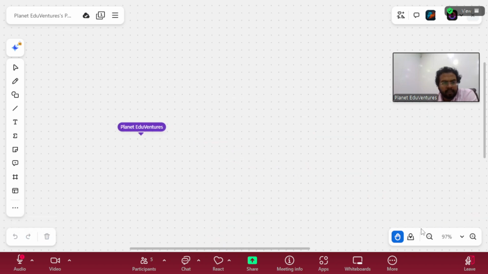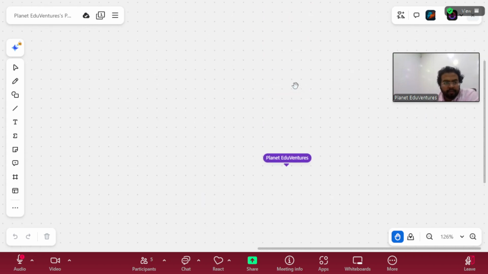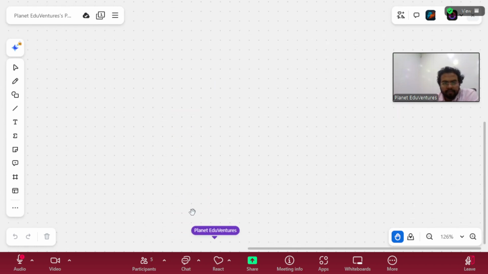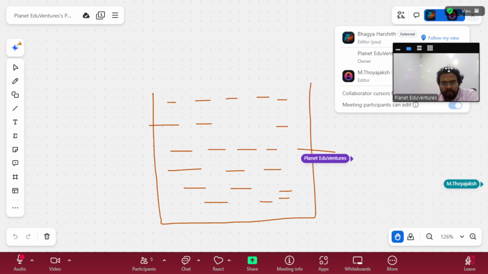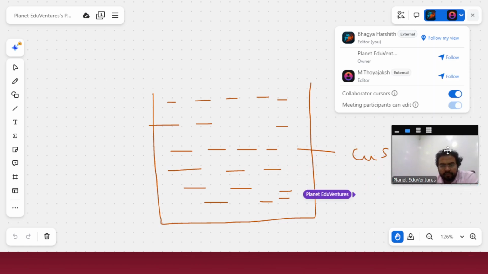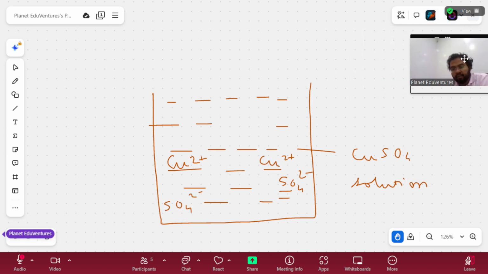Okay. Now let's look at the next one. So now I'll be doing the right side of the cell. Now the right side of the cell is, as all of you know, which solution is there? Copper sulfate solution is there. So this is CuSO4 solution. So in CuSO4 solution, which ions will be there? Cu2+, SO4 2-. Right? These are the ions in the solution.